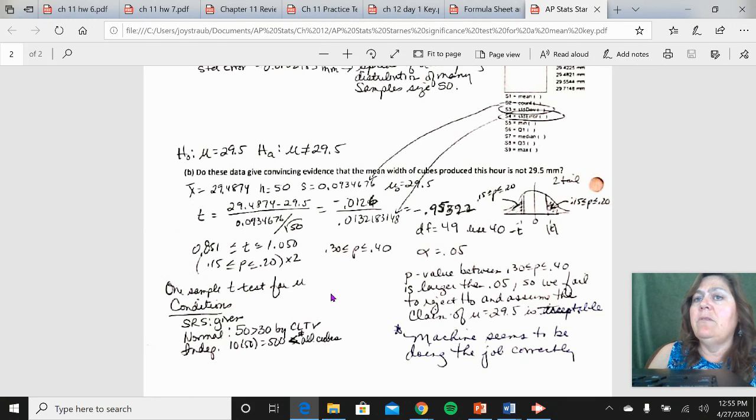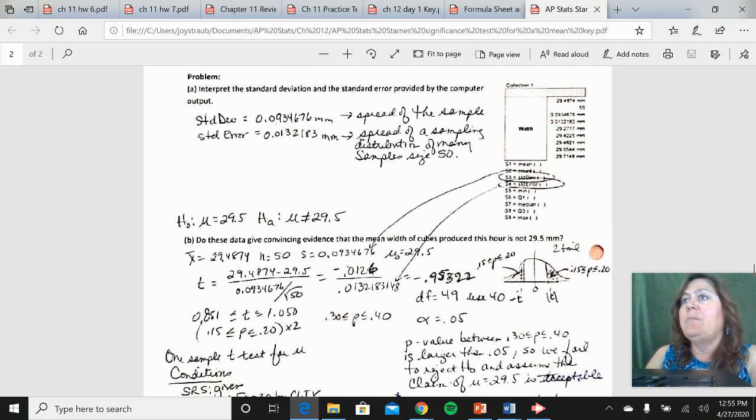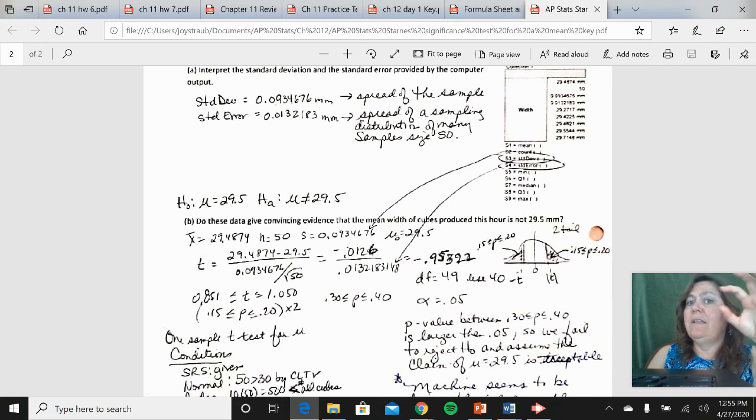I just did a quick one there for you to see how to get data from Minitab and how to read that. Really highlight this because, like I said, with the COVID, they've said that they're going to not require calculators to be used. Instead, they'll be giving you information like this, and it's really important that you know how to read it.